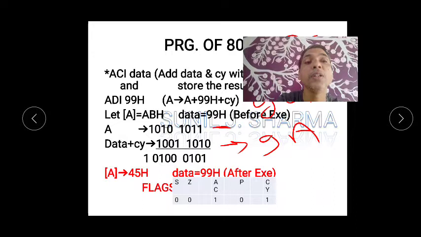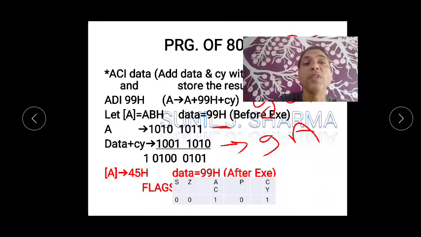Parity is odd because there are 3 ones. This we have already considered in here. Okay, no sign, no zero, all are positive. And can you see we are having 45H because this is 4, this is 5. So the accumulator is having the value known as 45H.